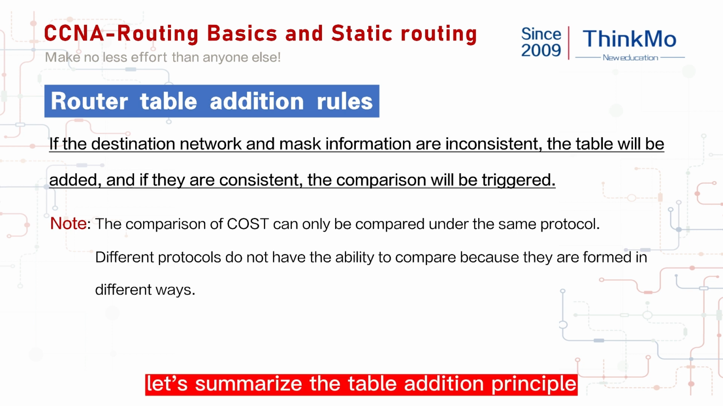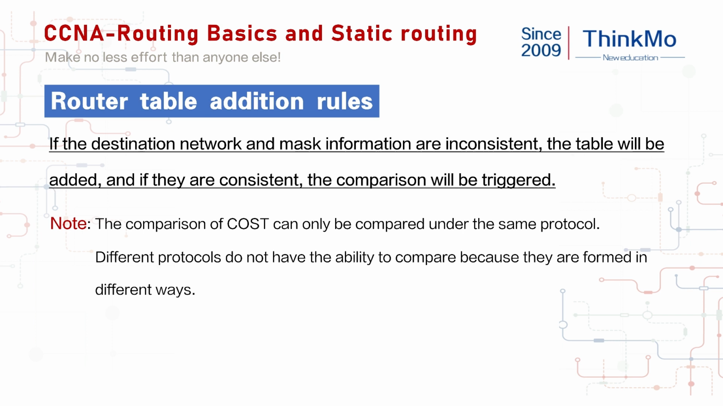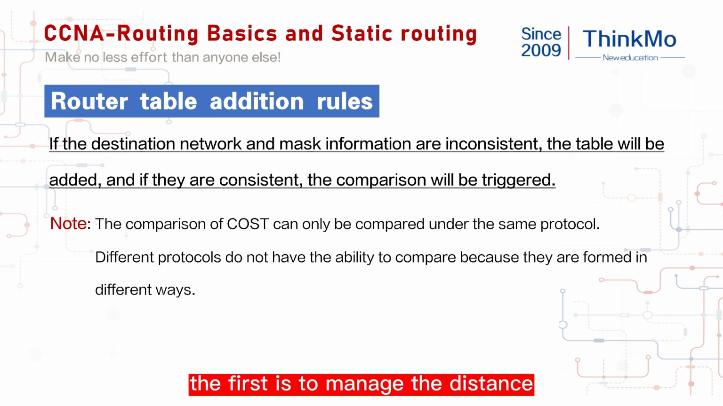Let's summarize the table addition principle. There are two table addition principles. The first is administrative distance. The second is routing metrics. We are looking at these two parameters.